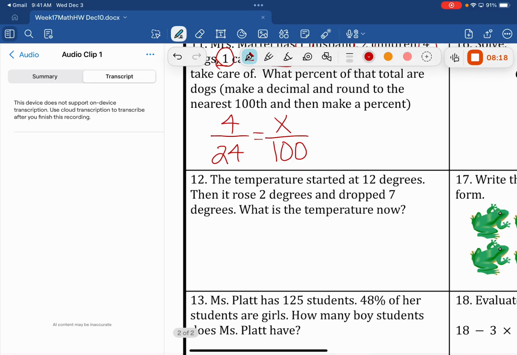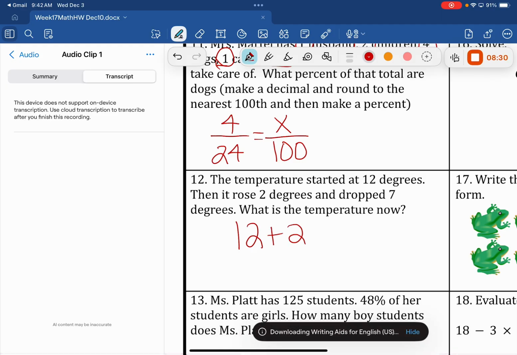The temperature started at 12 degrees. Starting at 12. It rose to, what does rose represent? Okay, up. It dropped 7. What does that represent? And what's the temperature now?